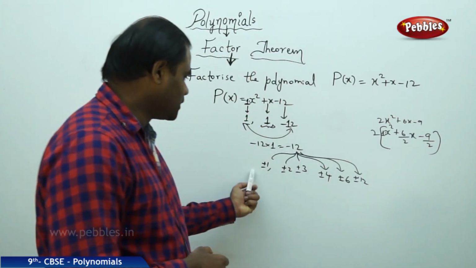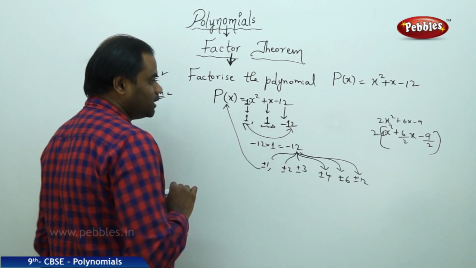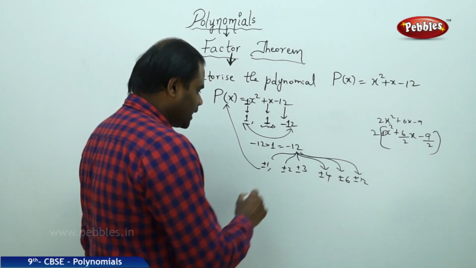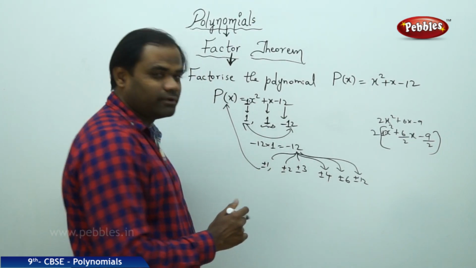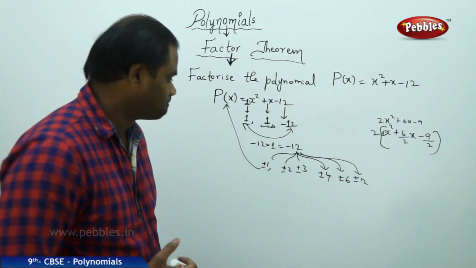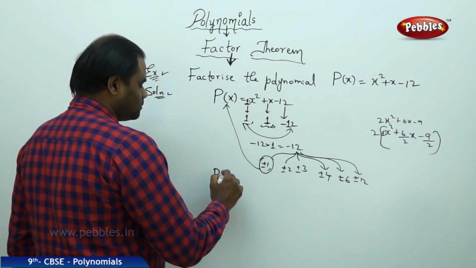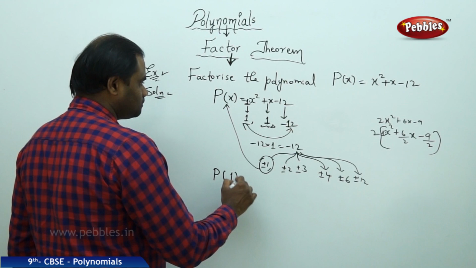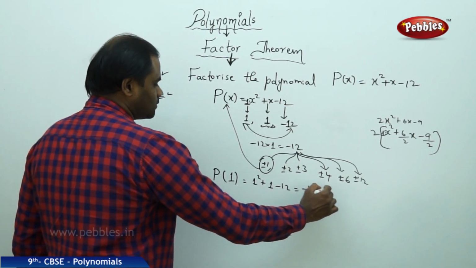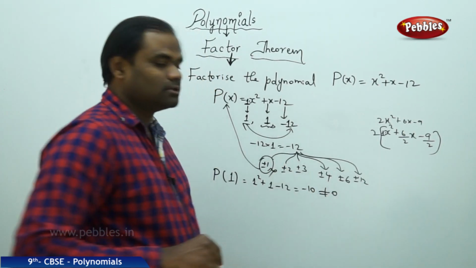So once I identify the possible factors, then randomly I try to substitute each of them into the polynomial until the value becomes 0. So out of these, I identify the zeros. Which of these are the zeros of the polynomial is what we are going to identify here. So let's check if this is the 0 of the polynomial. P of 1 is 1 squared plus 1 minus 12, which is minus 10, which is not equal to 0. Therefore, 1 is not the 0 of the polynomial.